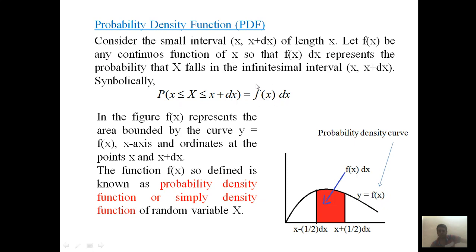We assume f(x) is a continuous function of x, so that f(x) into dx represents the probability of the random variable X falling in the infinitesimal interval x to x plus dx. So the probability that X falls in the interval x to x plus dx is equivalent to f(x) dx.